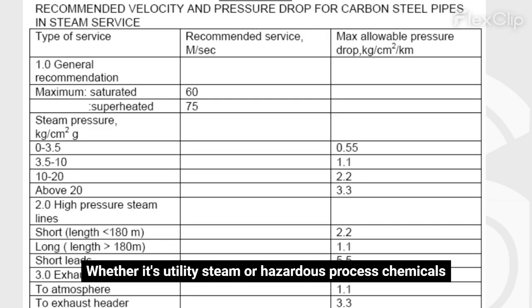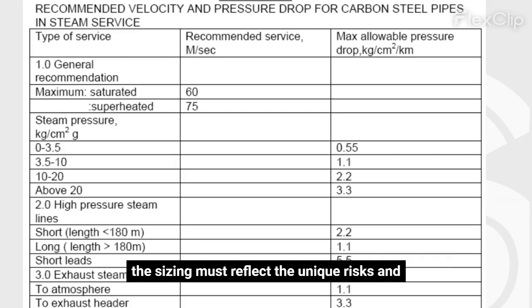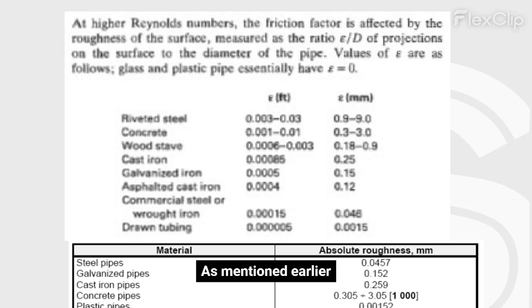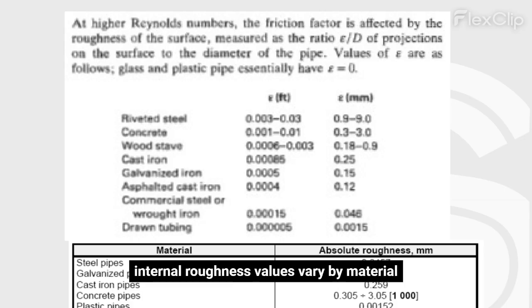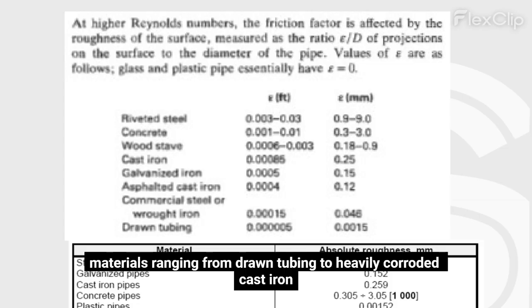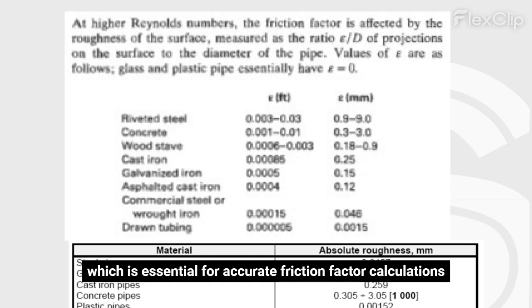Whether it's utility steam or hazardous process chemicals, the sizing must reflect the unique risks and physical properties associated with those fluids. As mentioned earlier, internal roughness values vary by material. This slide lists the absolute roughness values for materials ranging from drawn tubing to heavily corroded cast iron, which is essential for accurate friction factor calculations.